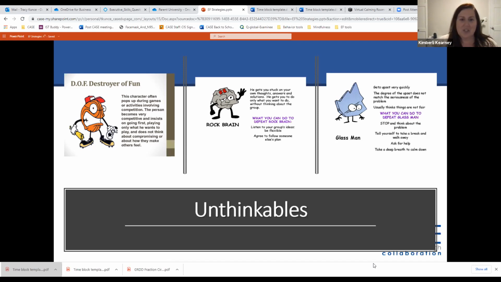So the idea is to teach these strategies in this unique way when kids are young, and then they can carry these ideas of rigidity or competitiveness or big reactions and observe those behaviors in themselves and use the strategies that they've been using since they learned about these little unthinkables. So now we're going to talk about what some of those strategies might be.